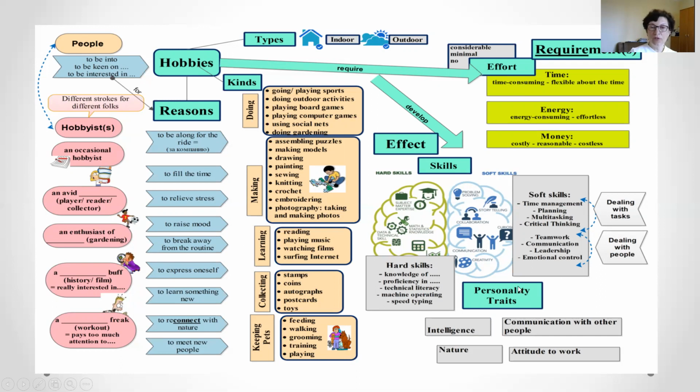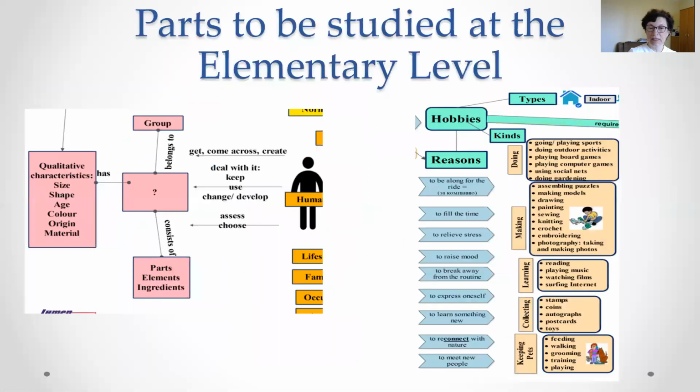Of course, when the students only start talking about hobbies, we don't create such elaborate topics. Our speaking is rather simple, so we talk about types of hobbies and why people take them. Also, it's good to talk about what kind of hobby it is, indoor, outdoor, and what people do. Do they make something, or do they learn, or do they collect, and so on.